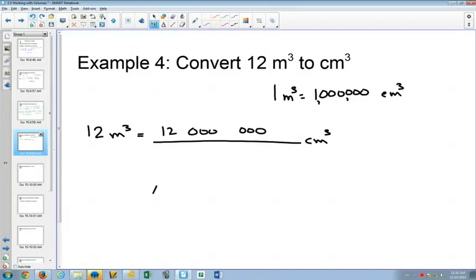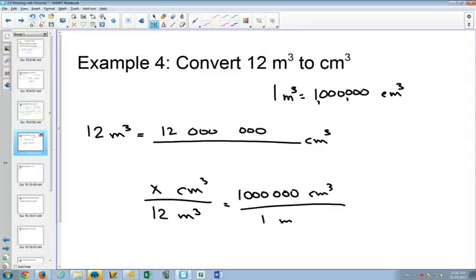As a proportion, if you wanted to find centimeters cubed for 12 meters cubed, and you know that there is 1 million centimeters cubed in 1 meter cubed, multiply both sides by 12, and you will also get 12 million centimeters cubed. Notice on your formula sheet that on the volume section in the third column at the very bottom it says cubic centimeters, and that 1 cubic centimeter is 0.000001 meters cubed, and 1 centimeter cubed holds 1 milliliter.